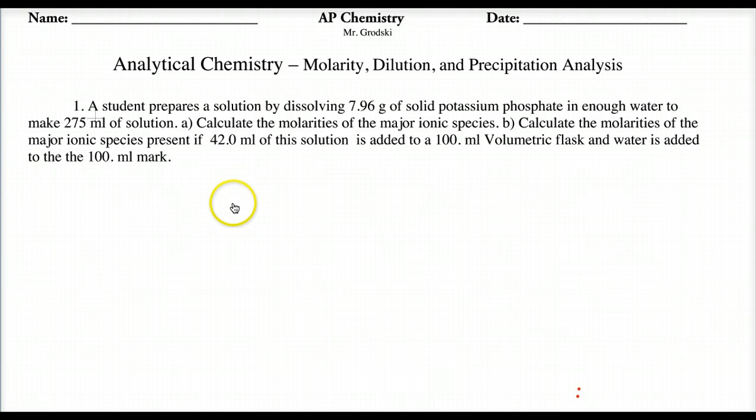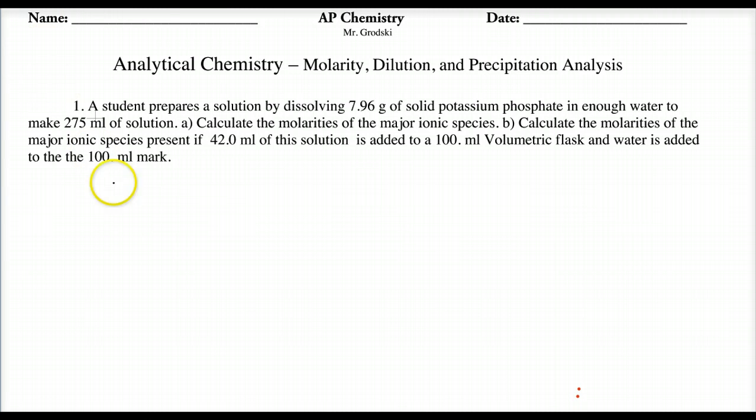Okay, this is AP Lecture 1.1, Unit 1, first lecture of this series. And today I'm talking about the idea of analytical chemistry, but now working towards not just grams and percentages as we did in class last week, but now working in terms of molarity, dilution, and eventually a little bit of precipitation analysis. Okay, a little review here.